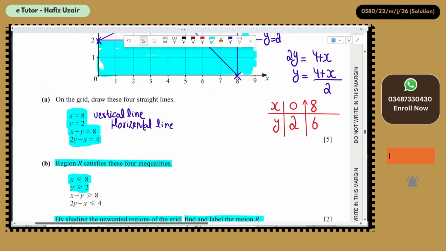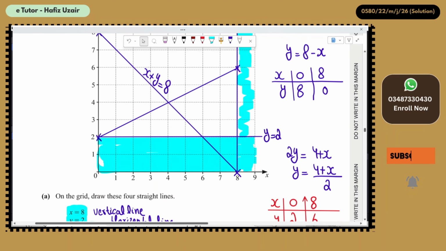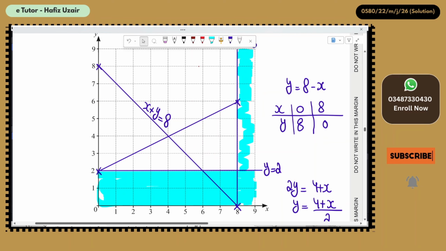Now the next thing is x plus y greater than or equal to 8. So that means if I stand over here, this is the region where x plus y is greater than or equal to 8. So this is the region. All right, and we won't need to shade this region, so this is our unwanted region.